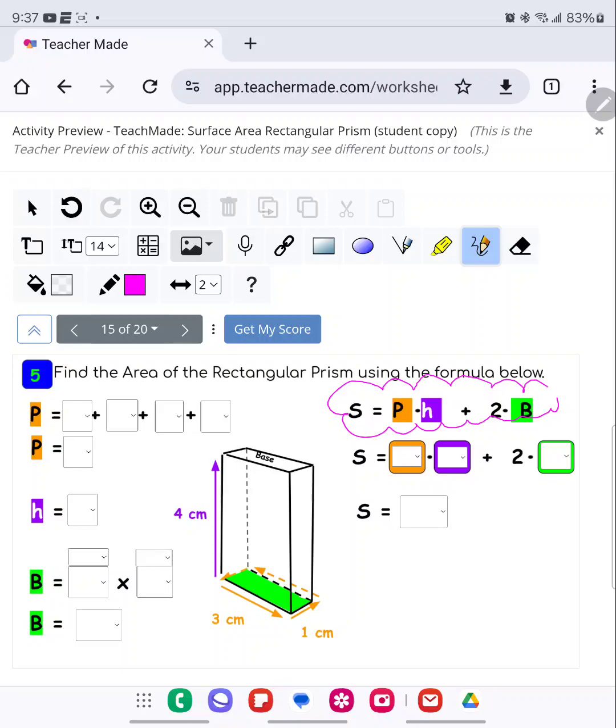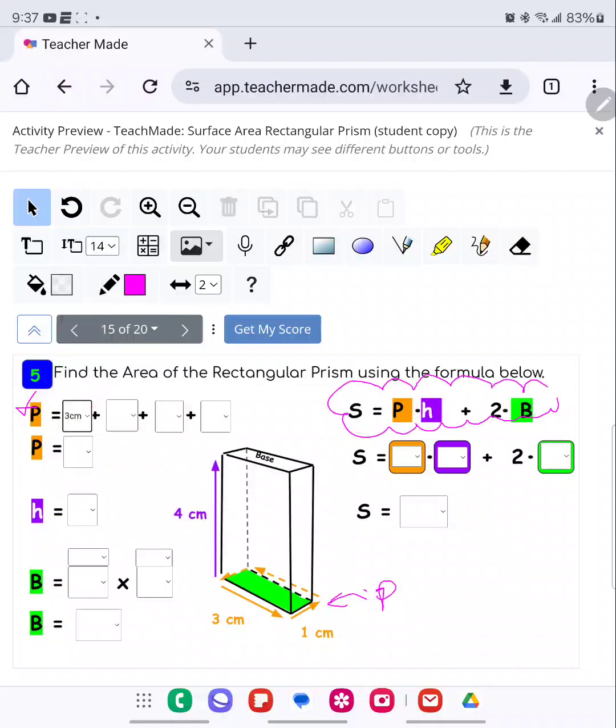So we're going to go ahead and find the perimeter first. So P is perimeter. So let's find the perimeter of the bottom part. The perimeter is located right there. Okay? So the perimeter, it says right here, let's go ahead and click on the box. I know that the bottom is 3 and 1, right? So we're going to click right here.